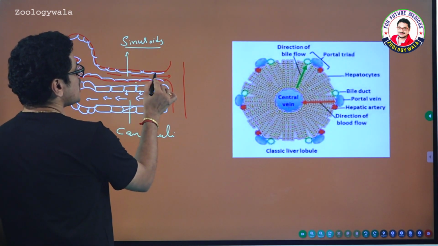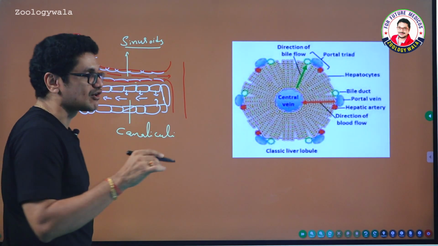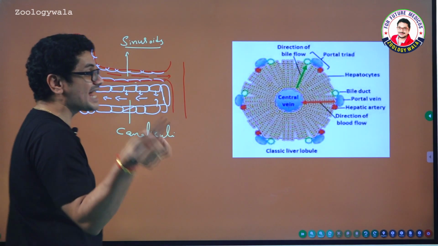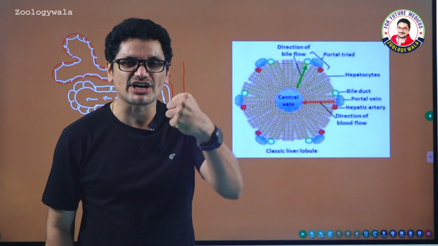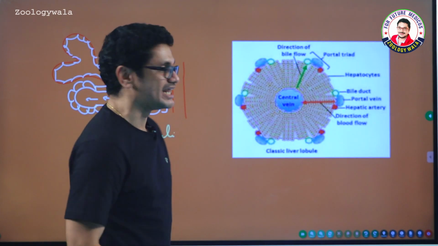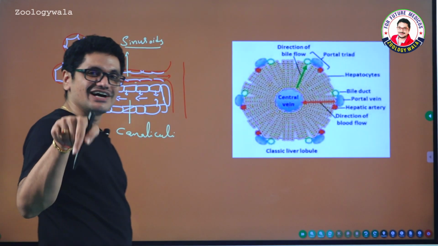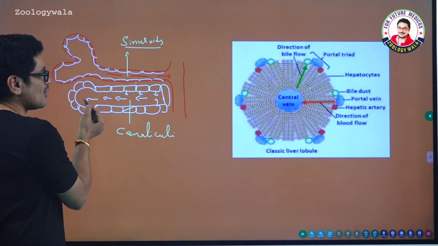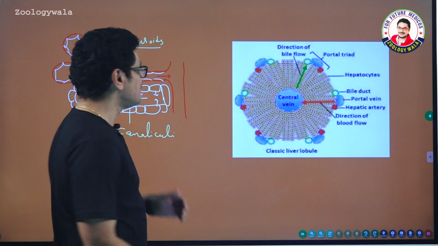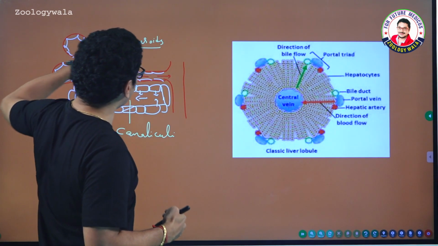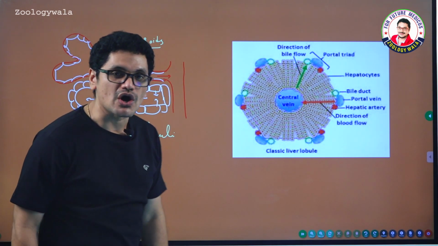So here sinusoids are the places where the blood is flowing. That's the reason why the parasites generally reach the blood. Why? Because they require blood, they require RBC, they require food materials. Okay, but they don't require bile. So bile is flowing in this direction. The place where bile is flowing is called canaliculi, and the place where the blood is flowing is called sinusoids.